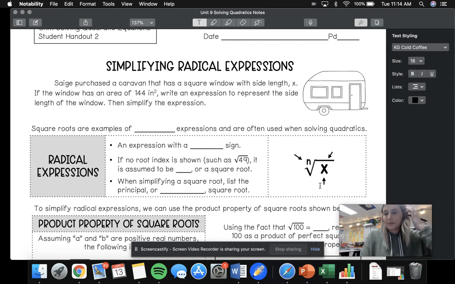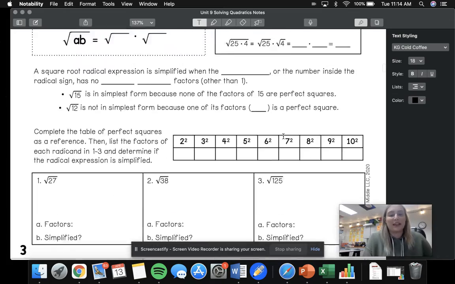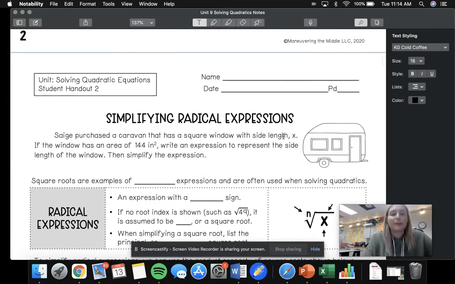Y'all, today we are going to do simplifying radical expressions. Sorry I can't be there today, but we will get through it together. Okay, so we are on page 3 in our notes.